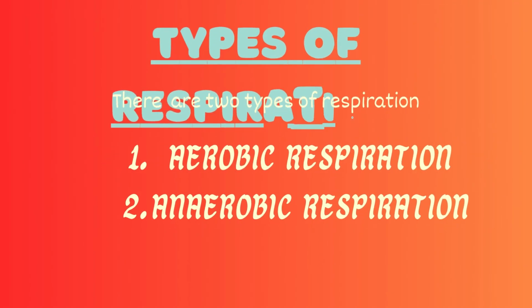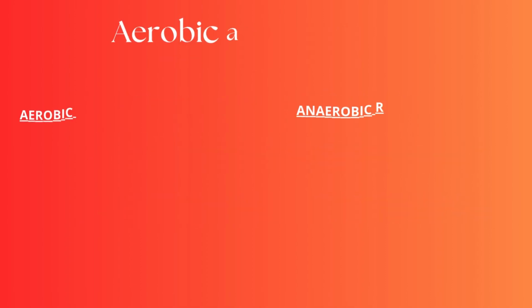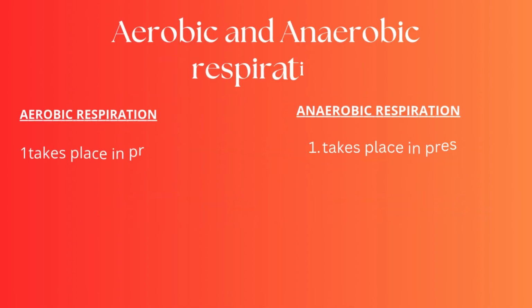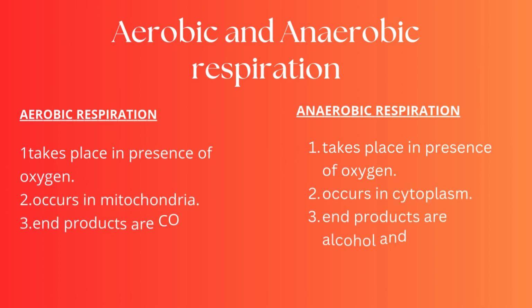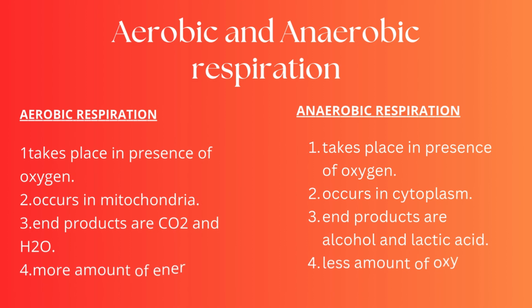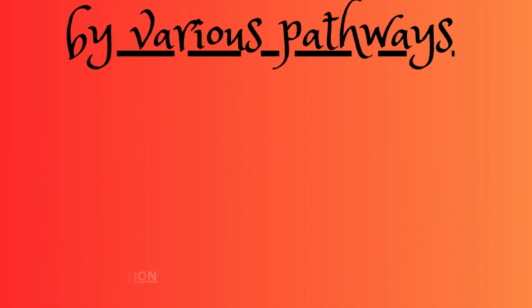Types of respiration. There are two types of respiration: aerobic respiration and anaerobic respiration. Let us see what is aerobic and anaerobic respiration. Aerobic respiration: 1. Takes place in presence of oxygen. 2. Occurs in mitochondria. 3. End products are CO2 and H2O. 4. More amount of energy is released. Anaerobic respiration takes place in absence of oxygen. Occurs in cytoplasm. End products are alcohol and lactic acid. Less amount of energy is released.